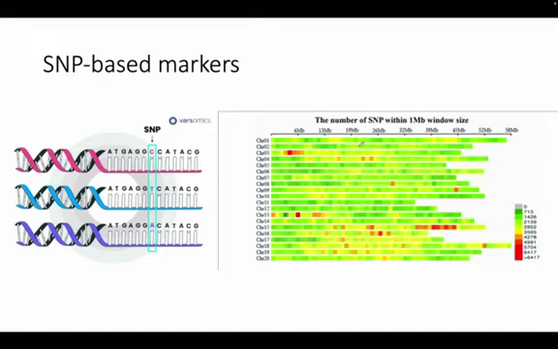Another thing that you can actually detect through PCR is single nucleotide polymorphisms. So these are single nucleotide differences in the genome. Okay, so here you can see while the rest of the sequence is the same, at this one position, this individual has a C, this individual has a T, this individual has an A. So you can have single nucleotide polymorphisms.